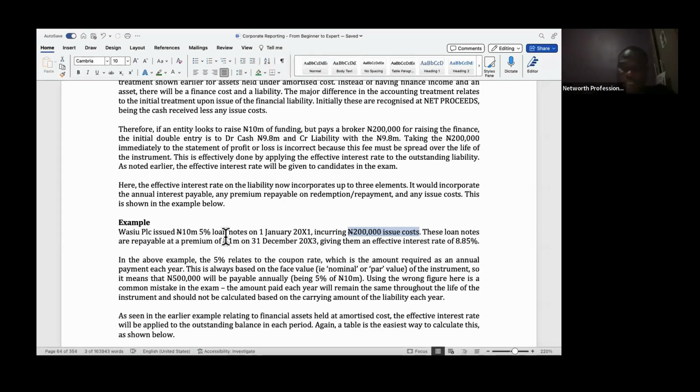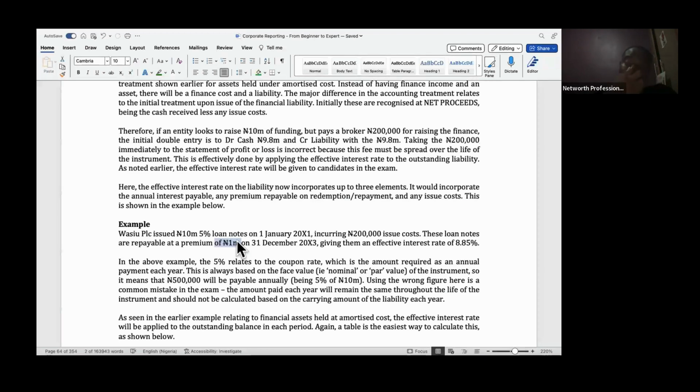Then these loan notes are repayable at a premium of 1 million. Okay, just like the previous one. That means that when I'm paying back at maturity, I'm going to be paying back 11 million. That's what they mean by this premium of 1 million. So of course, that means the cost of this is not just 5%. It has other costs. That's why they are giving us an effective interest of 8.85%.